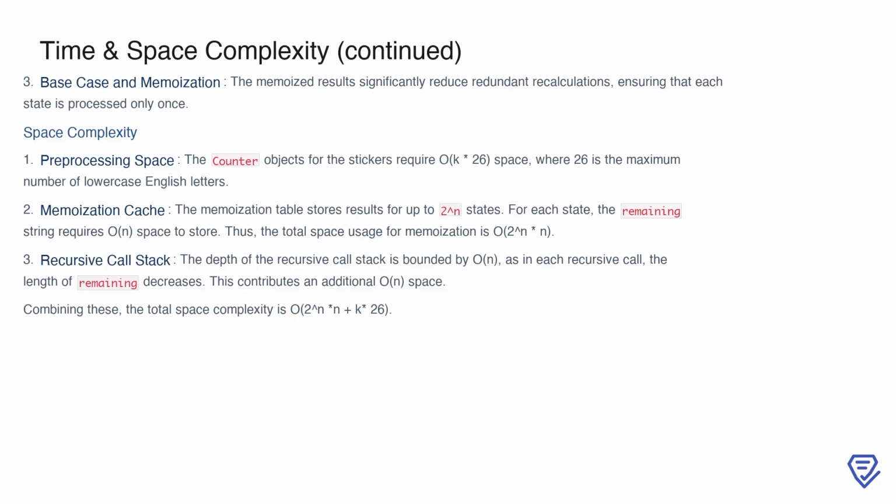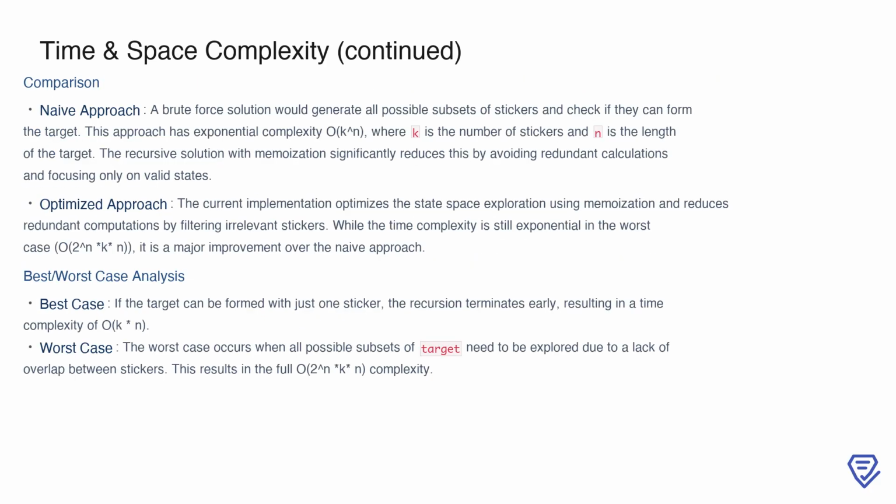Additionally, the recursive call stack depth is bounded by O(n), as each recursive call reduces the length of remaining. This adds an additional O(n) space requirement. When we combine these factors, the total space complexity becomes O(2 to the power of n times n plus K times 26). To put this into perspective, it's helpful to compare the current approach with a naive solution.